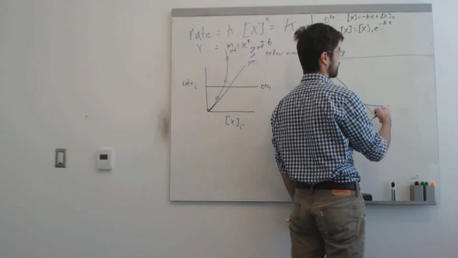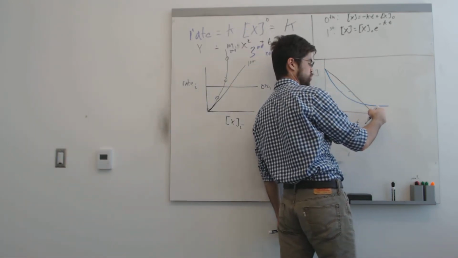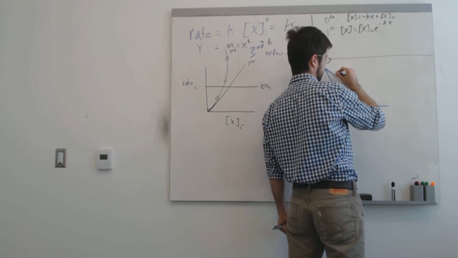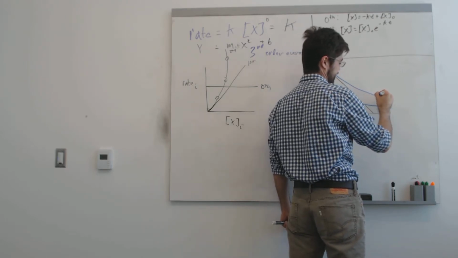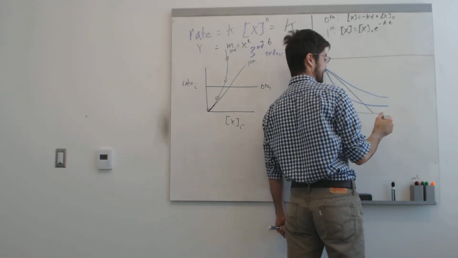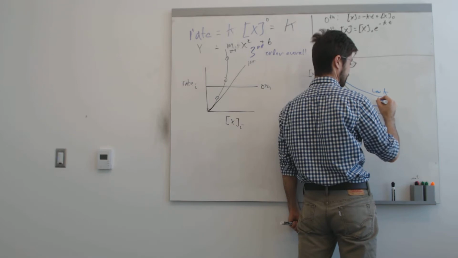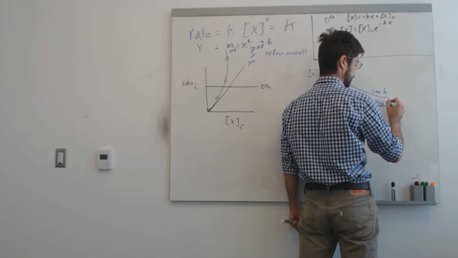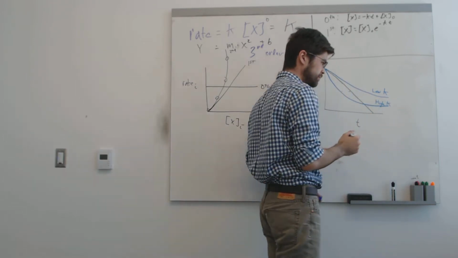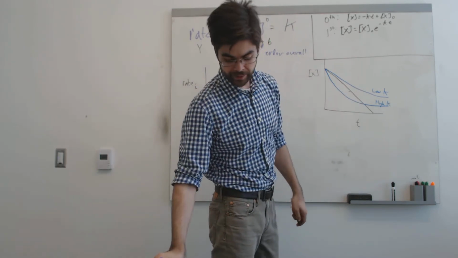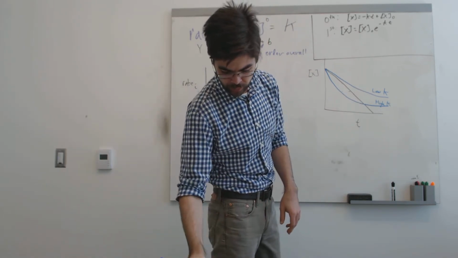So if you have a very, very fast rate, this one might be an exponential decay where you have a fast rate. This one might be an exponential decay where you have a slow rate constant. So this would be a low k, this would be a high k.